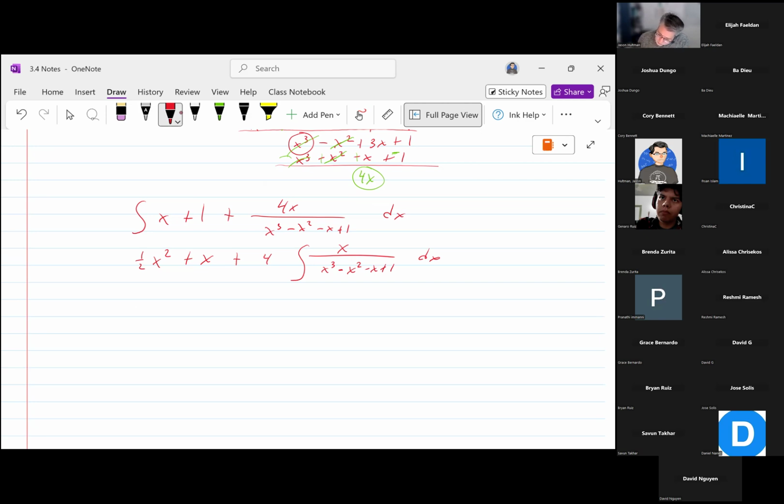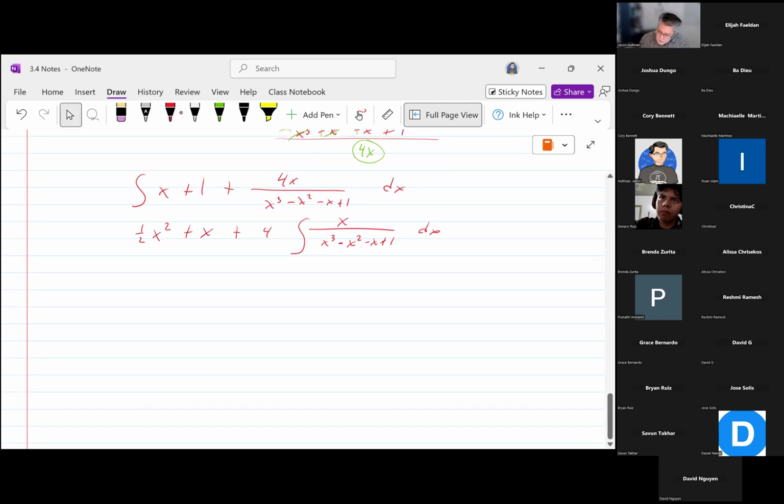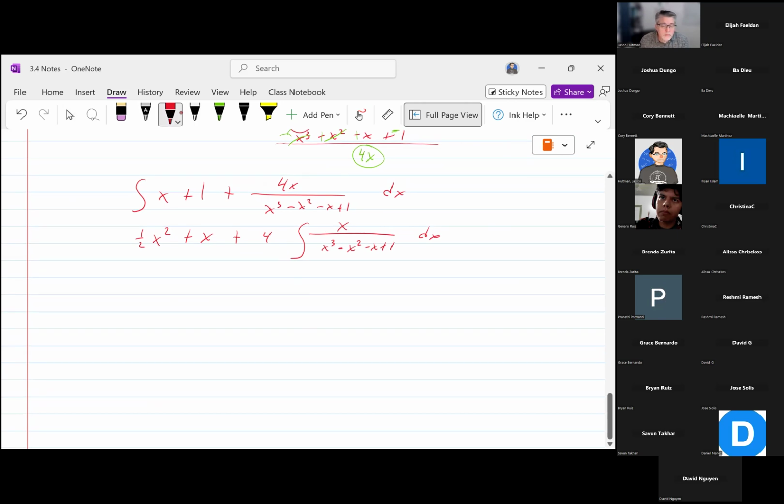Okay, so now I need to factor the bottom. The denominator needs to be factored. So what is this thing factored? x cubed minus x squared minus x plus 1. Let's factor that. I'm going to use factoring by grouping. So this is going to be x squared times x minus 1, minus 1 times x minus 1.